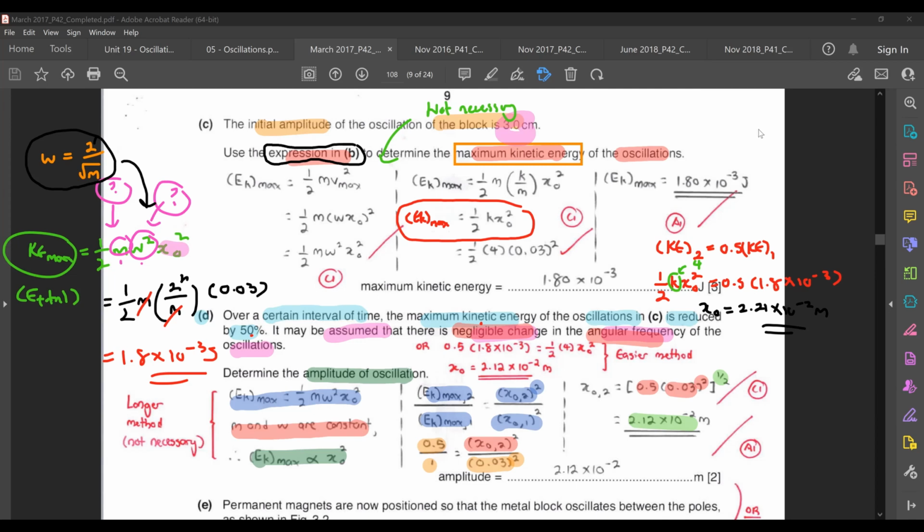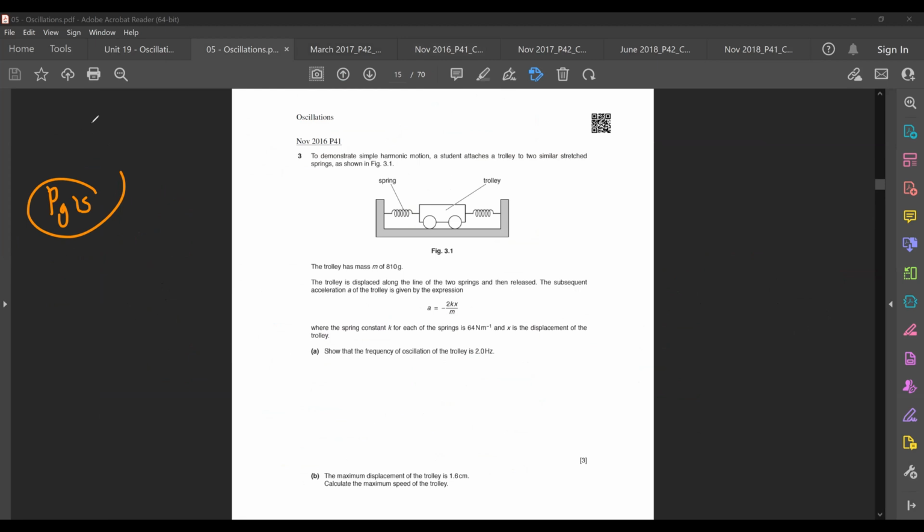Okay, so the method is actually summarized right over here. So this one may be easier for some people because a lot of people I noticed they don't like to use ratio because for some reason they find it to be tedious. So you want a more direct, easier method, it is the one that is written in red here. Okay. So you now have a look at page 15. This is November 2016 P41.